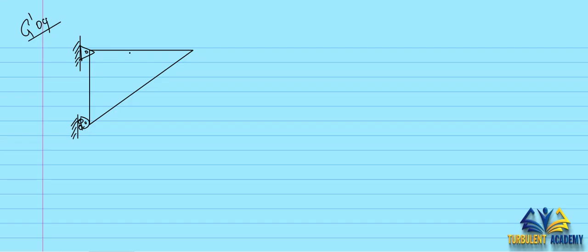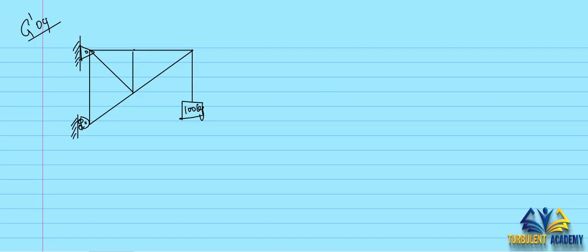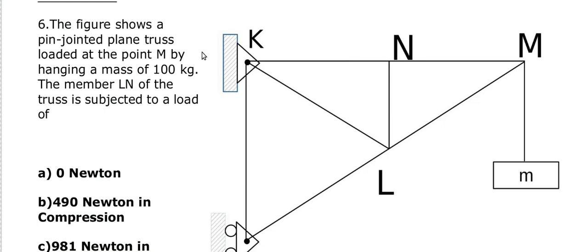Next, they are having one straight line over here, and one line goes over here, and they have a mass M over here. This is mass M, which is 100 kg. This is what they have given, and they are asking for the member LN of the truss. They have not given any other data. That's the main thing over here.